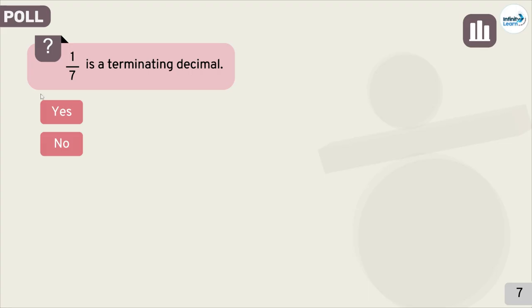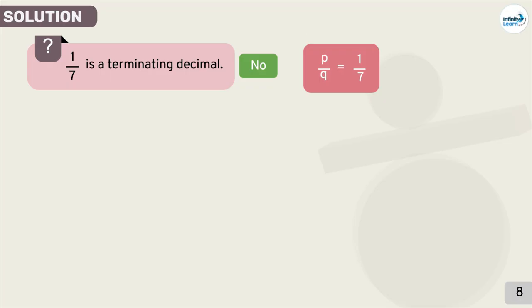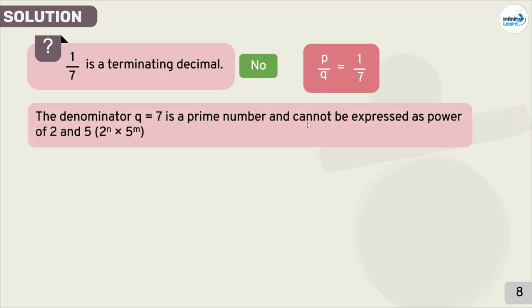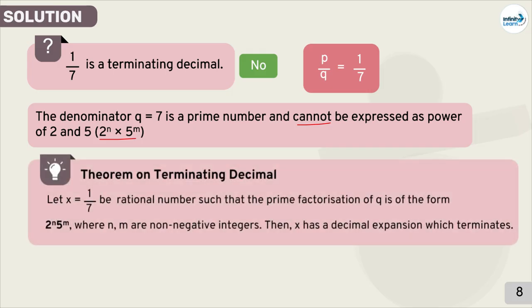Is 1 upon 7 a terminating decimal expansion? No, it is not a terminating decimal expansion because the prime factorization of q cannot be expressed in the form of prime factors of 2 and 5. ठीक है? So it will not be a terminating decimal expansion. Clear?